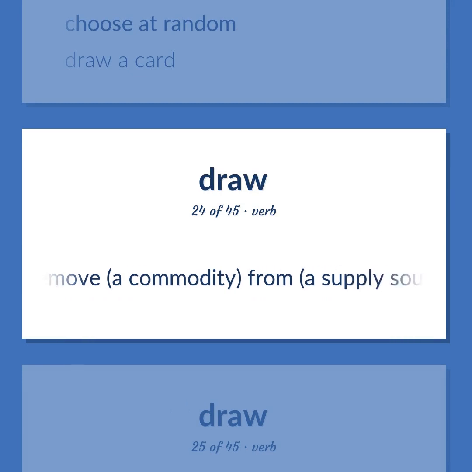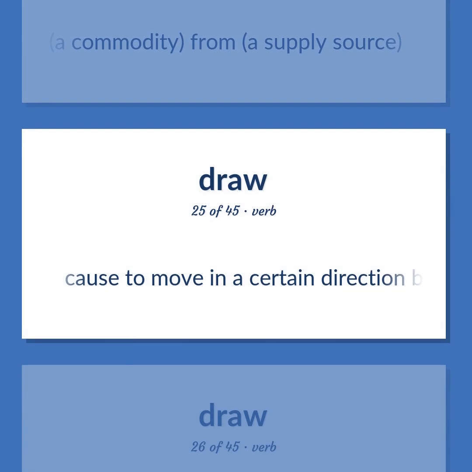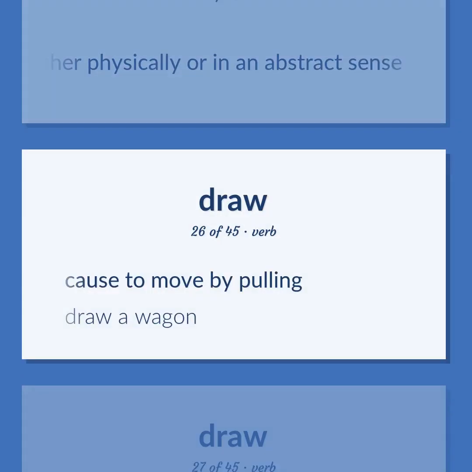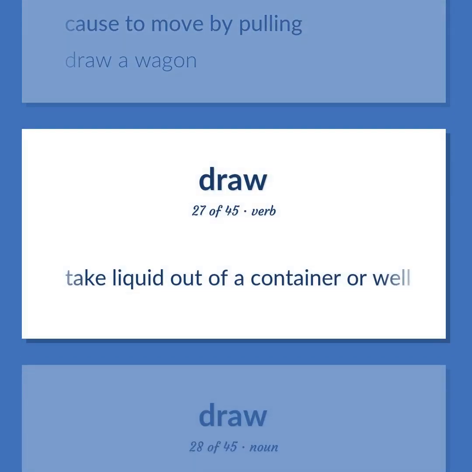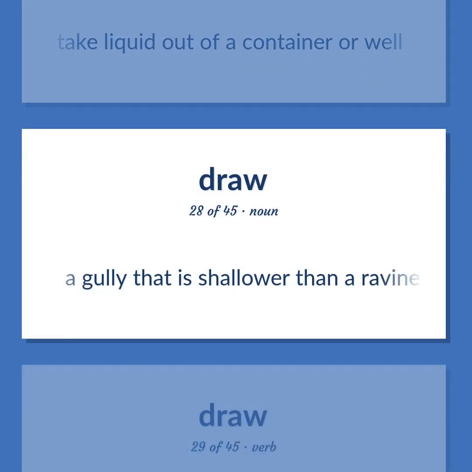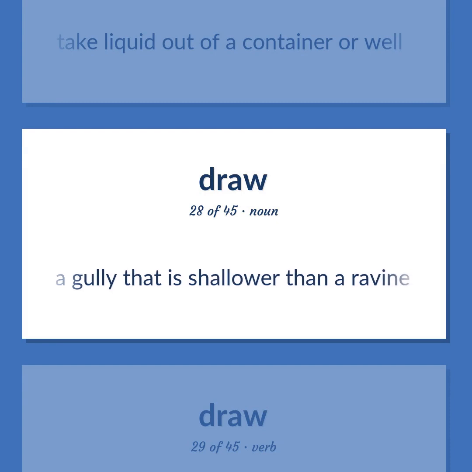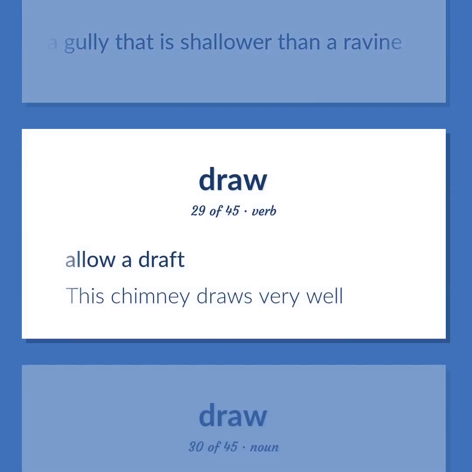Remove a commodity from a supply source. Cause to move in a certain direction by exerting a force upon, either physically or in an abstract sense. Cause to move by pulling: draw a wagon. Take liquid out of a container or well. A gully that is shallower than a ravine. Allow a draft: this chimney draws very well.